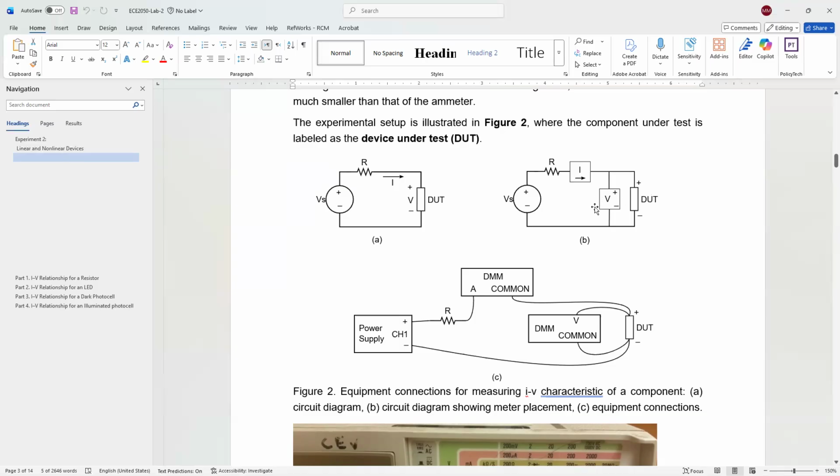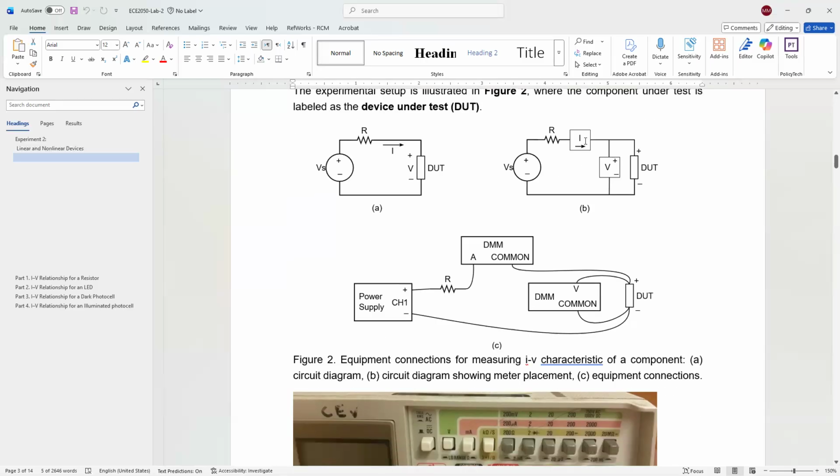Also, I want to measure the voltage. So that's why I need two devices. I need two DMMs. Okay. So one device here, as you see, is going to be, I guess. Look how this connection is very important.